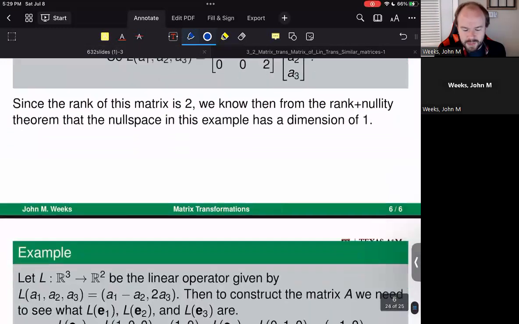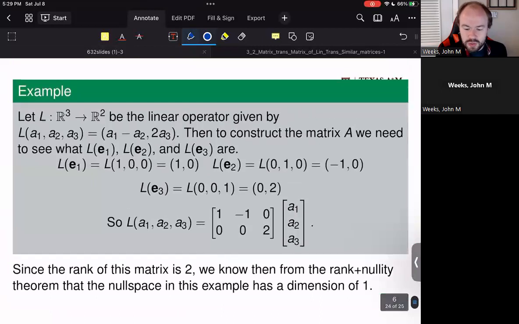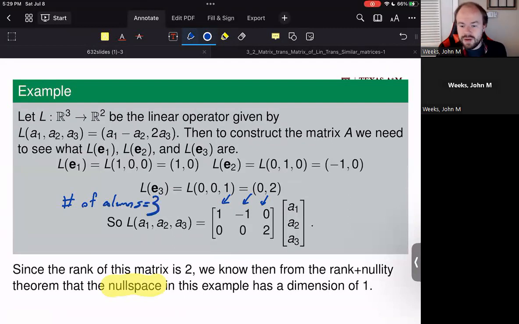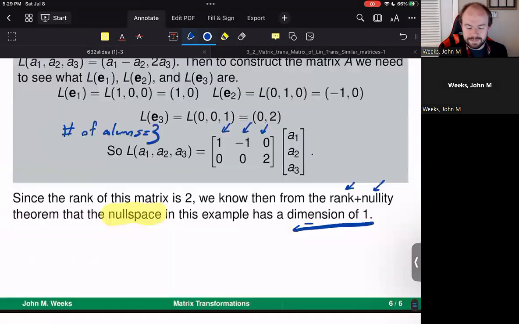Now, on the other hand, if we want to take a look at the null space for this example, we know from the rank plus nullity theorem that the null space has a dimension of 1, right? We know the number of columns here. The number of columns equals 3. Because the number of columns is 3, and we know that the rank is 2, the null space has to have a dimension of 1, thanks to the rank plus nullity theorem.